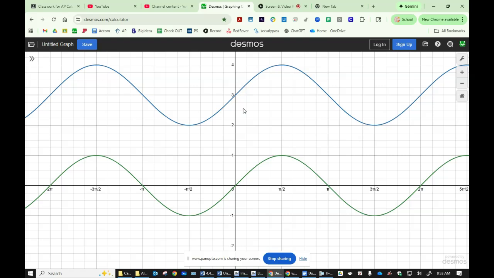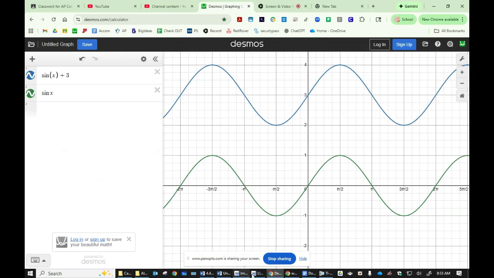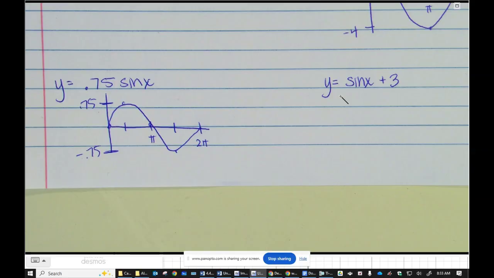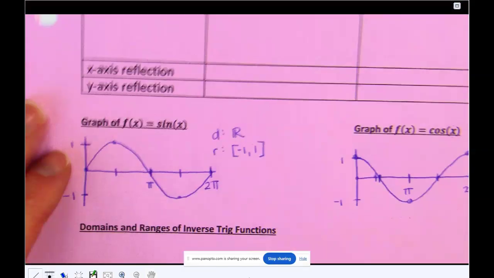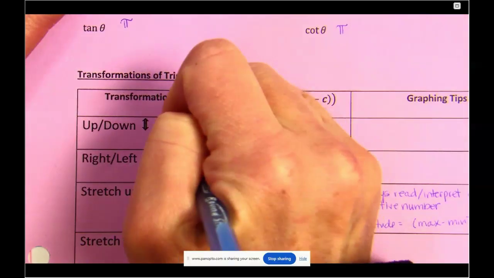So let's write stuff on the purple paper first. Okay, so that is D. So that is moving things up or down. This is D.